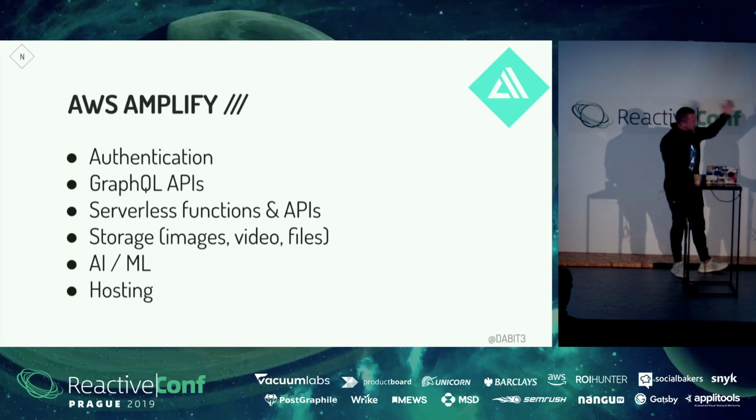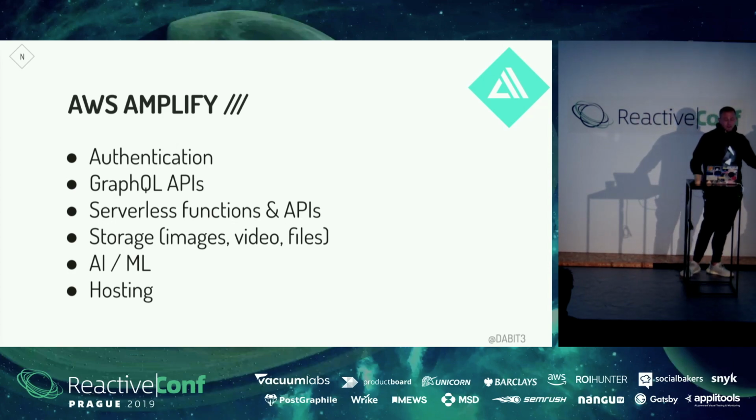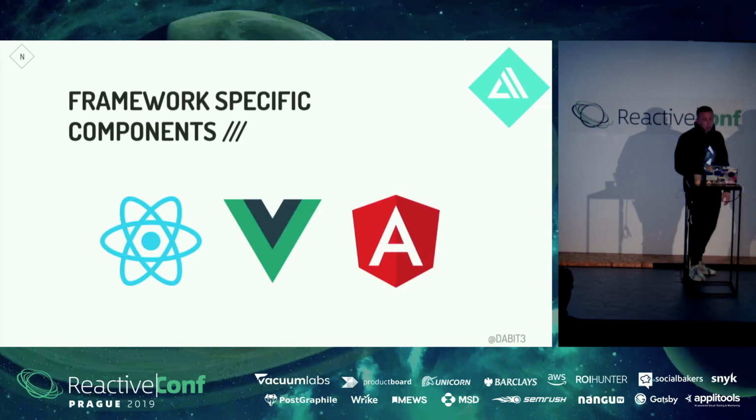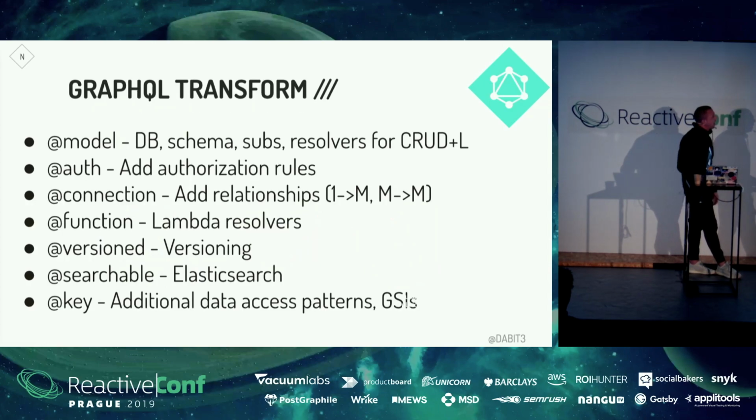What are some of the things that you can do? Well, authentication, GraphQL APIs, serverless functions and APIs, storage, AI, machine learning, hosting, AR and VR. I have a bunch of stuff not listed here, but you can go check it out on our website. We also have framework-specific components for all of the major front-end libraries: React, React Native, Vue, Angular, Ionic.